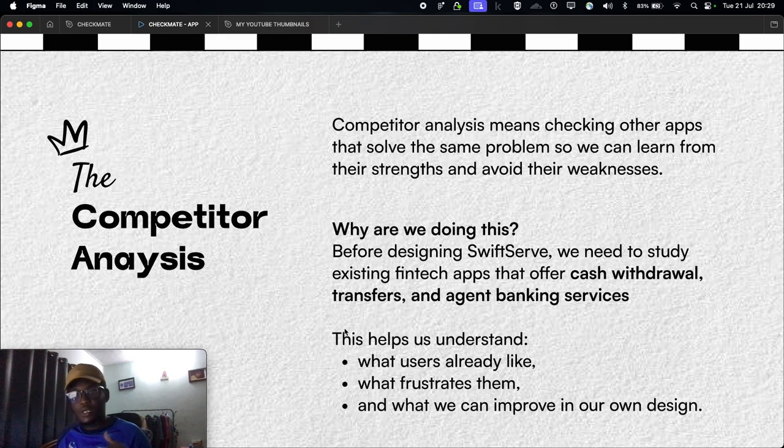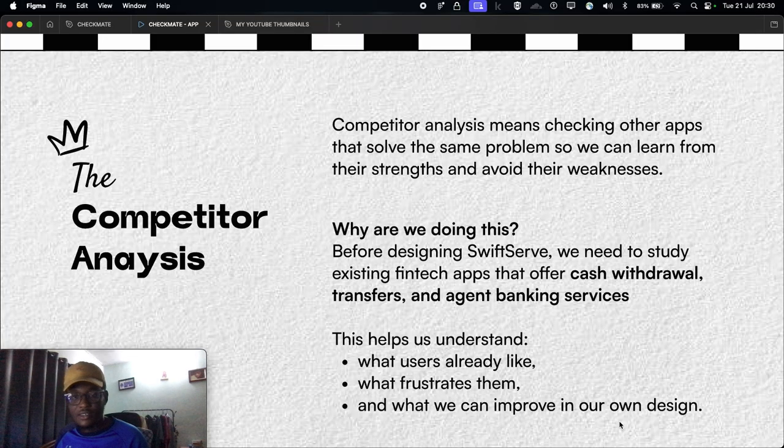And I'm going to explain how you actually do a competitor analysis. This thing may sound so foreign, like what is all this? How am I going to do this? I'm going to break it down for you so it will be as simple and easy as possible. Now, our competitor analysis helps us to understand what our users already like, what frustrates them, and what we can improve in our own design.